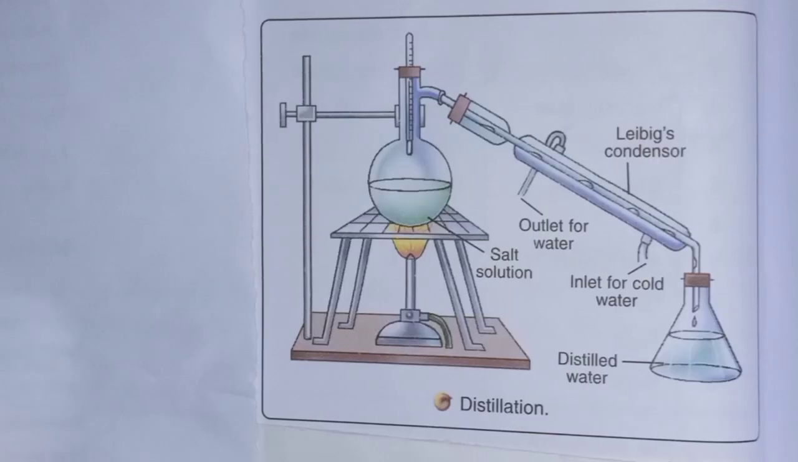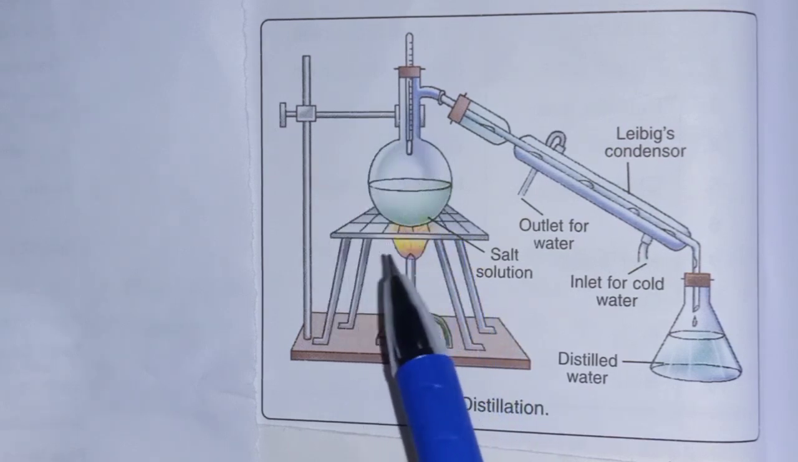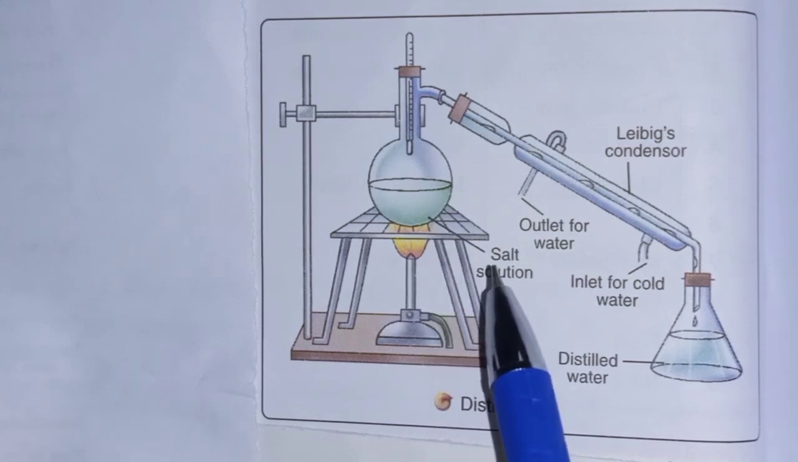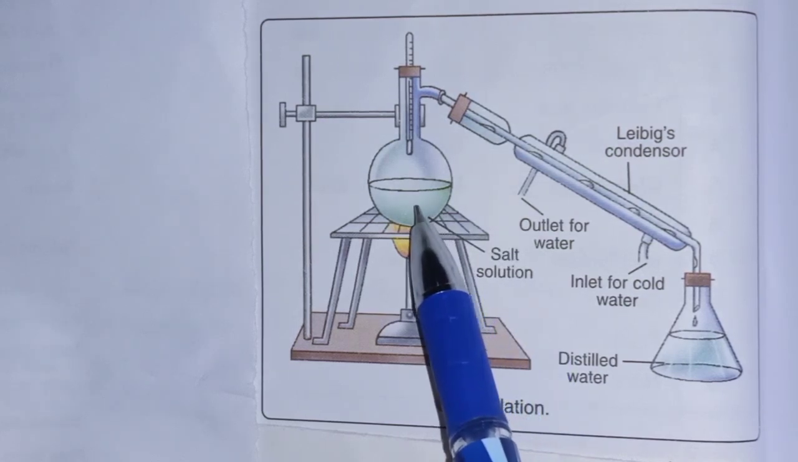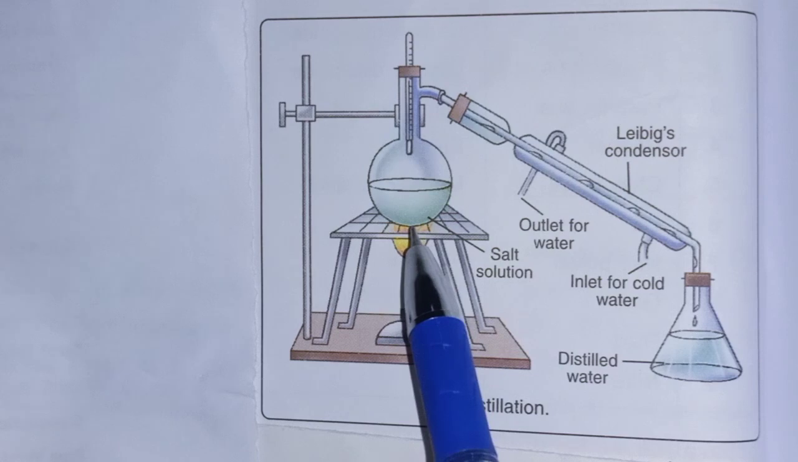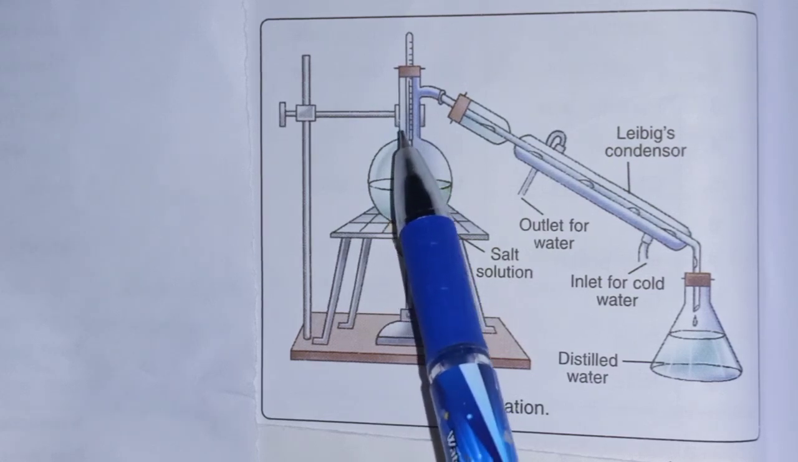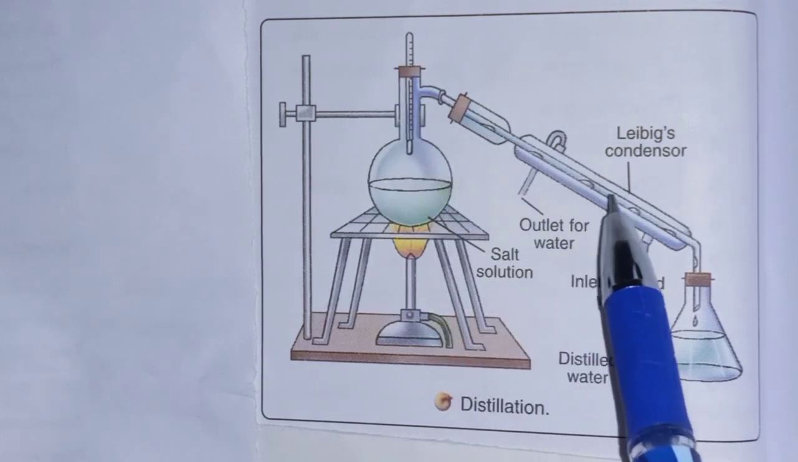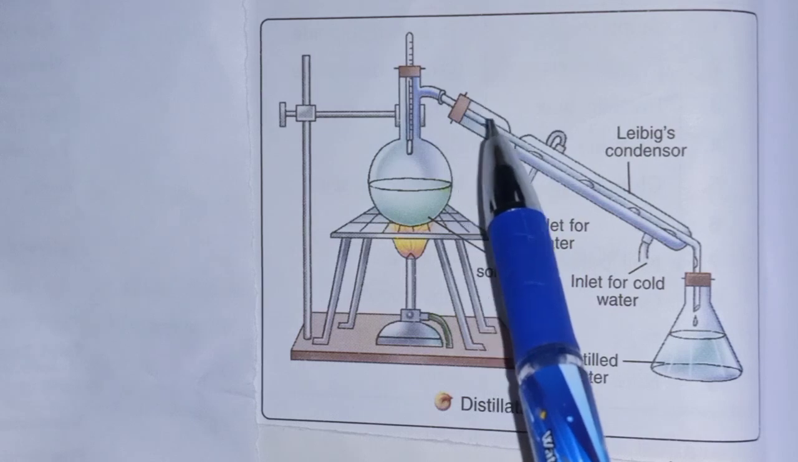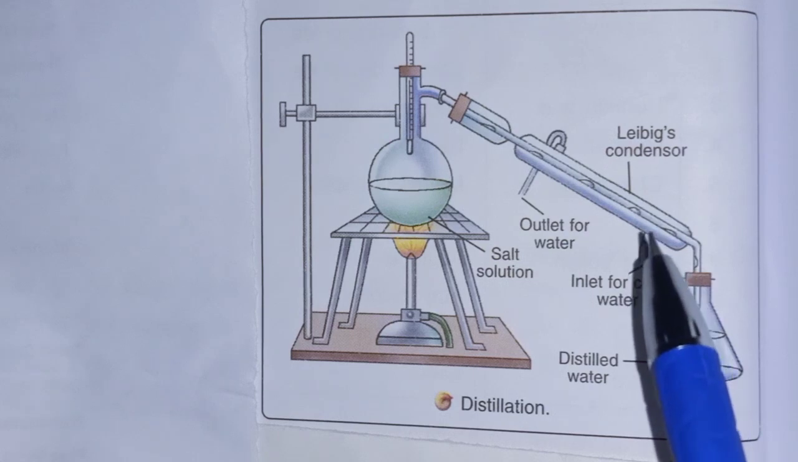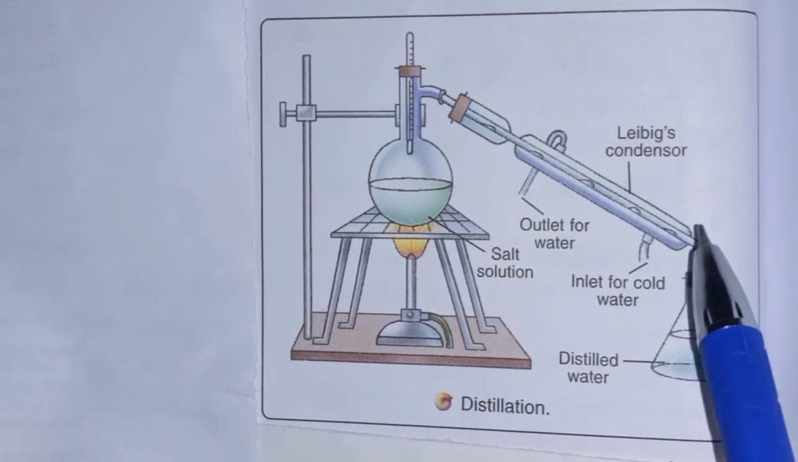Now see, the apparatus arrangement for the distillation process is like this. A round bottom flask is taken. In that flask the salt solution, that is sodium chloride and water, is taken. Its name is round bottom flask, and here is a burner heating that round bottom flask. One thermometer is placed on the top of this flask, and this is called Liebig's condenser. Children, remember the name of the condenser, it is very important for your exam also.